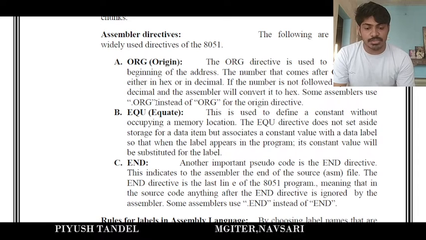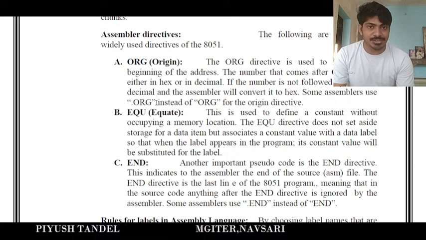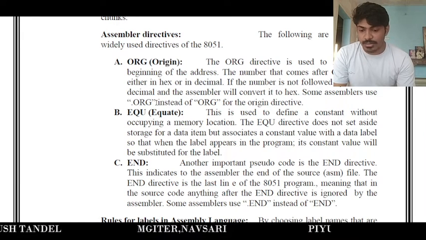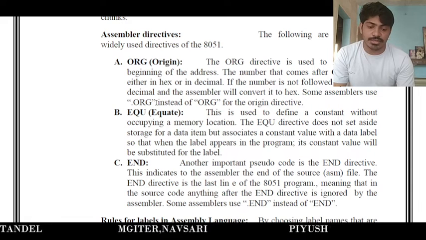The number that comes after the org can be either in hex or in decimal. If the number is followed by a capital H, it is a hex number, and the assembler will convert it into the hex number.